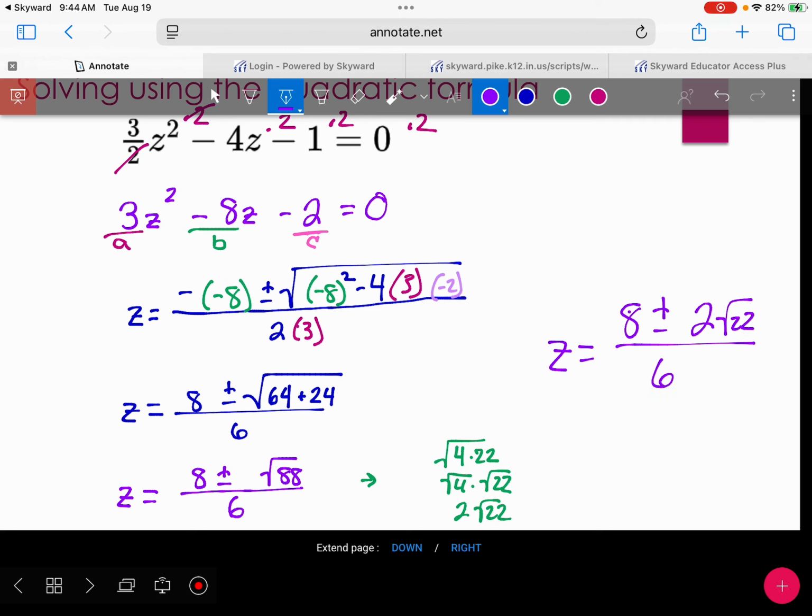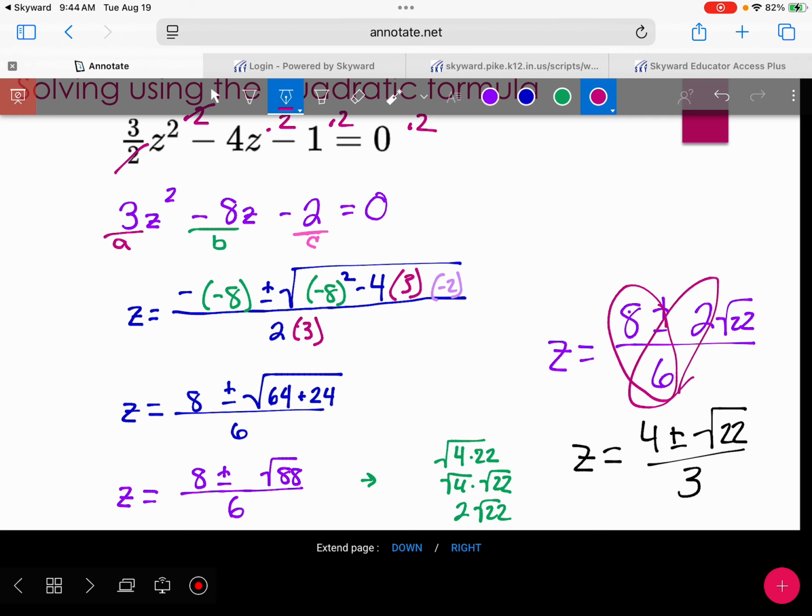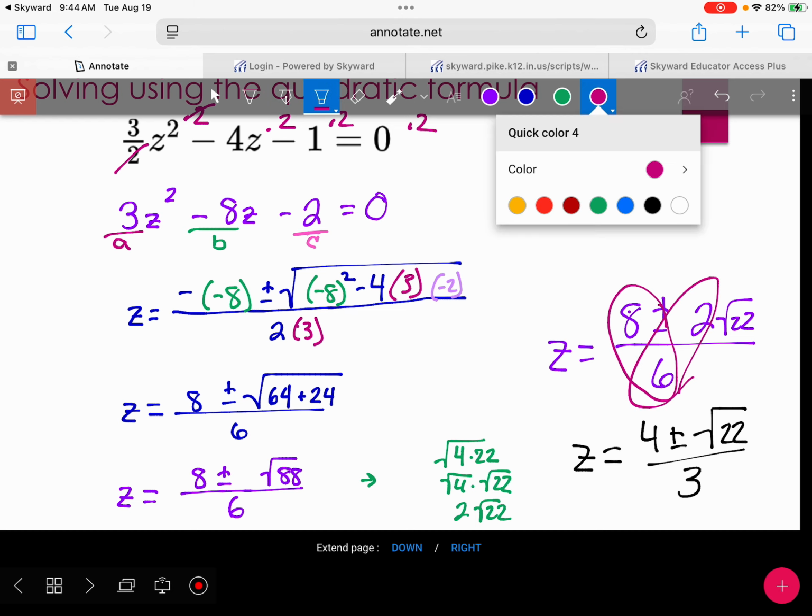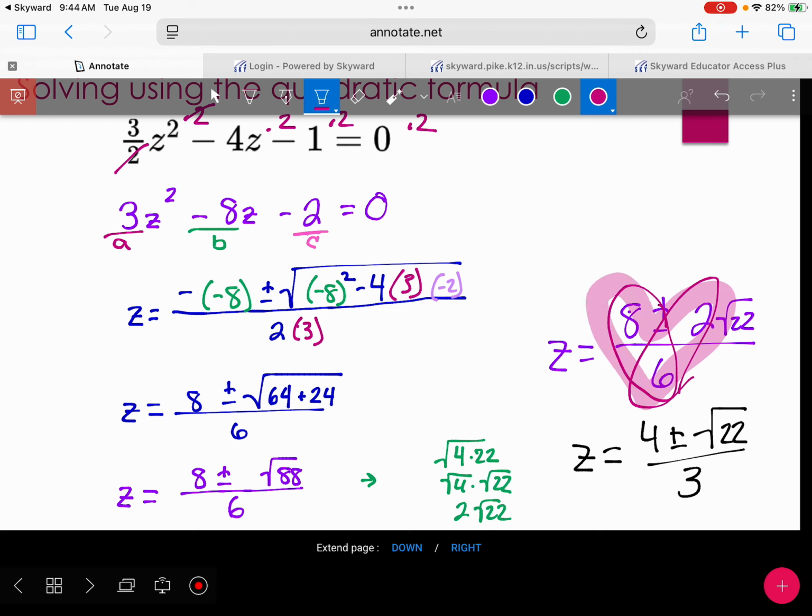Is there anything common between both numerators and our denominator? 2. 8 divided by 2, 2 divided by 2, 6 divided by 2. So our fully simplified version of z, which I'm going to put up here, is z equals 4 plus or minus the square root of 22 over 3. Because this guy's divisible by 2, this guy's divisible by 2. When in doubt, think about how much we love to divide. There's a lot of stuff in here.